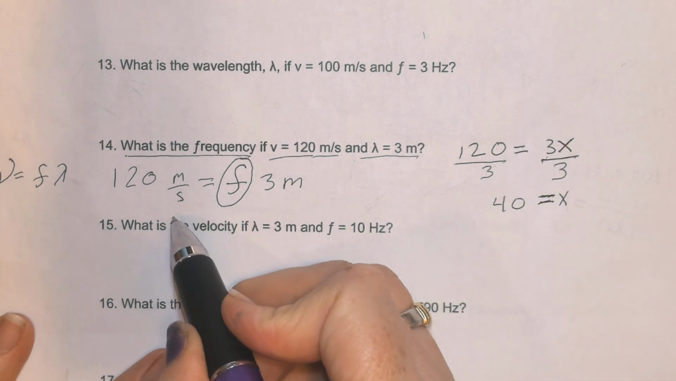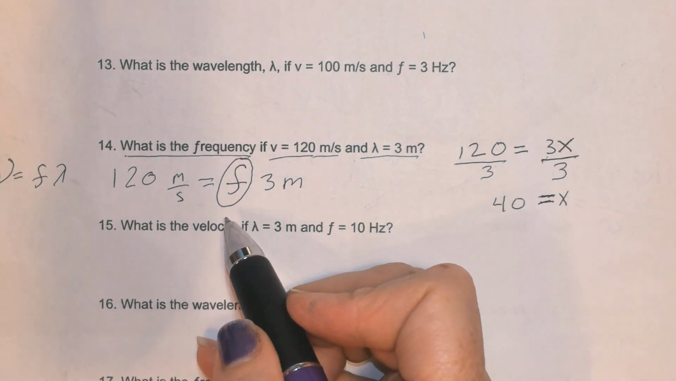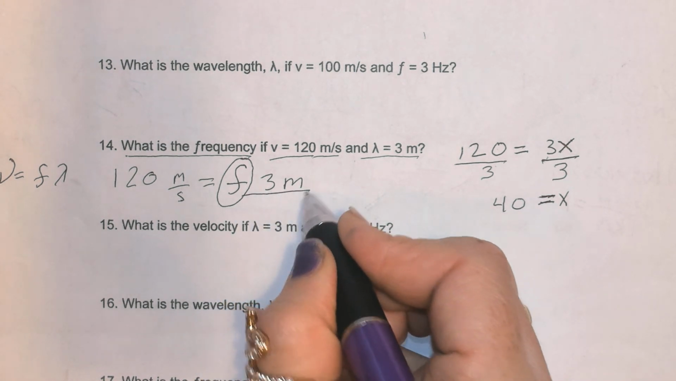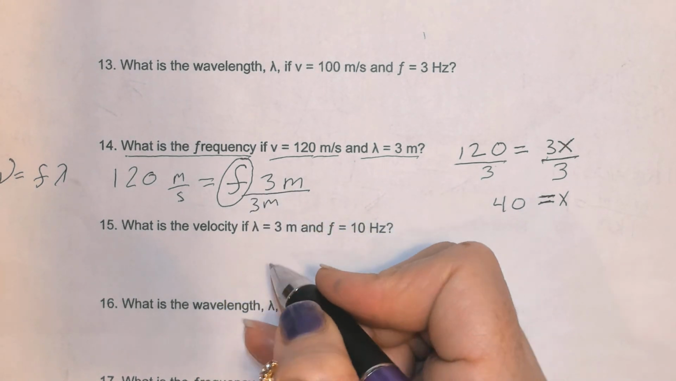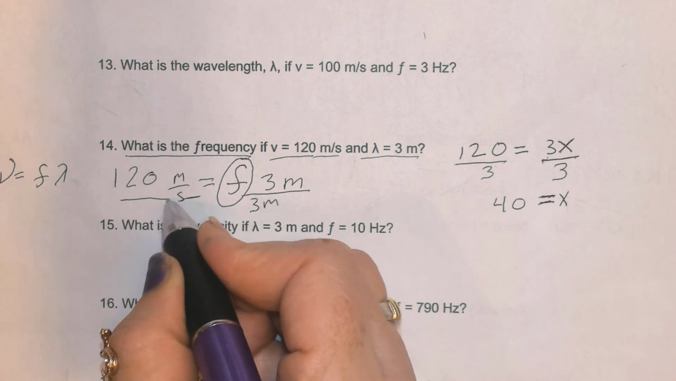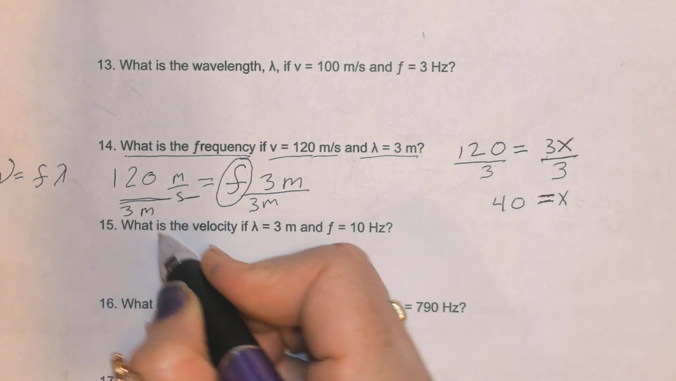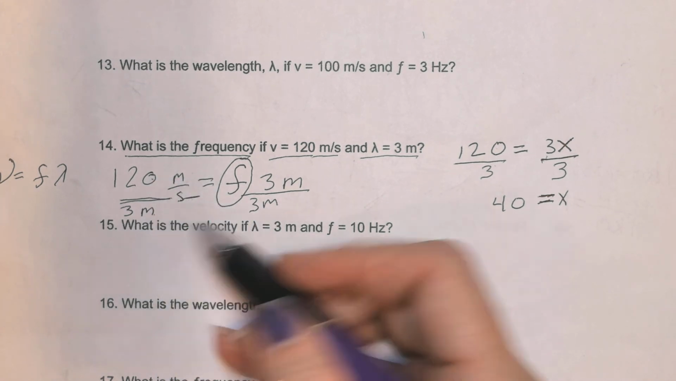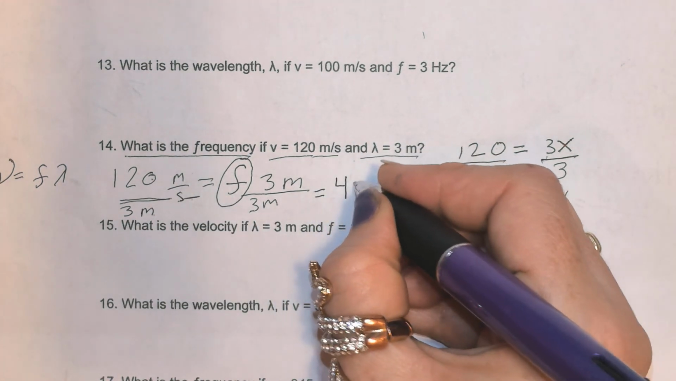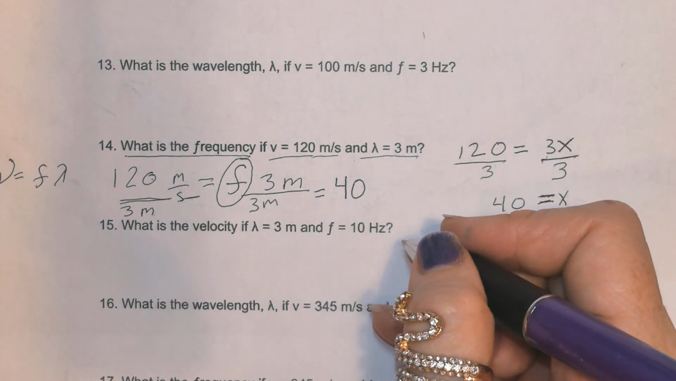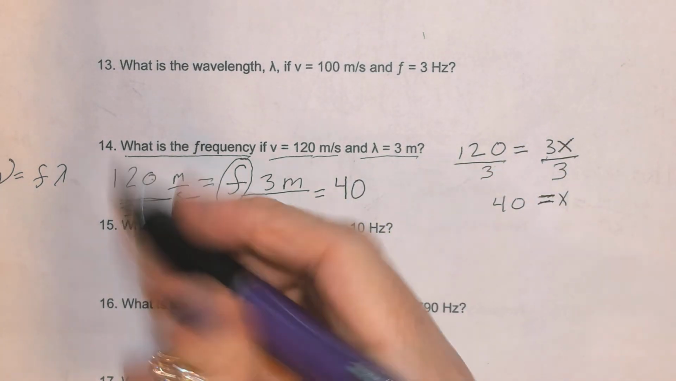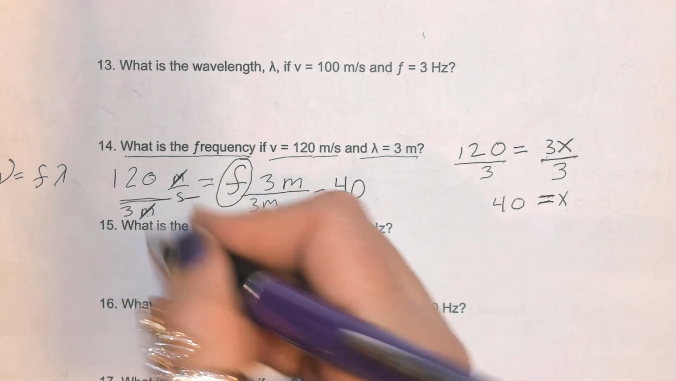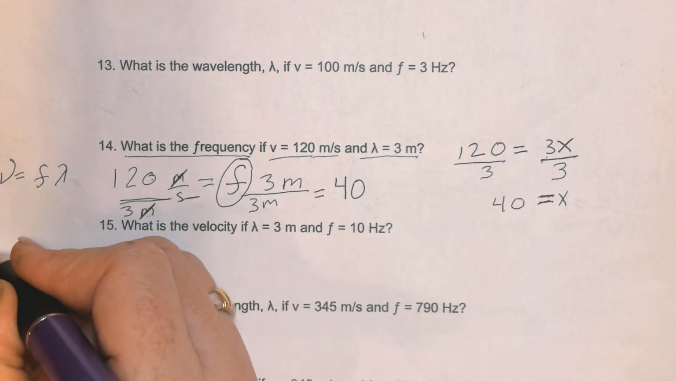Well, it's the same thing here. That's how you solve these problems. You have to use your algebra skills. So divide both sides of the equation by 3 meters. Remember that we do the same thing to both sides to keep it balanced. Okay, 120 meters per second divided by 3 meters equals 40. But what about the units? The meters here in the numerator gets canceled out by these meters here. If you don't believe me, write it this way.